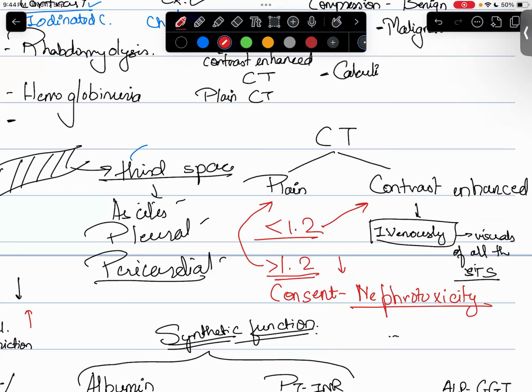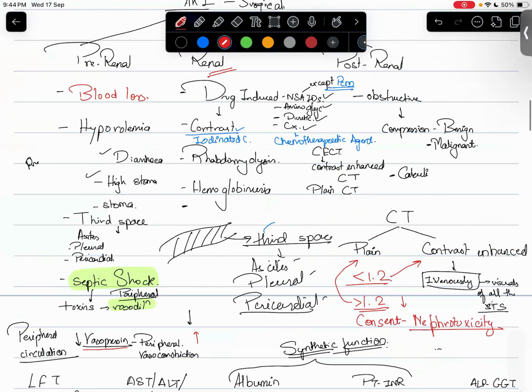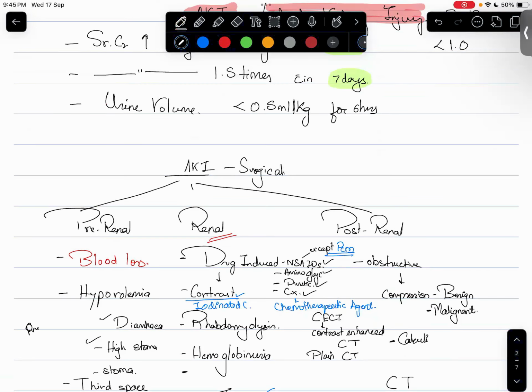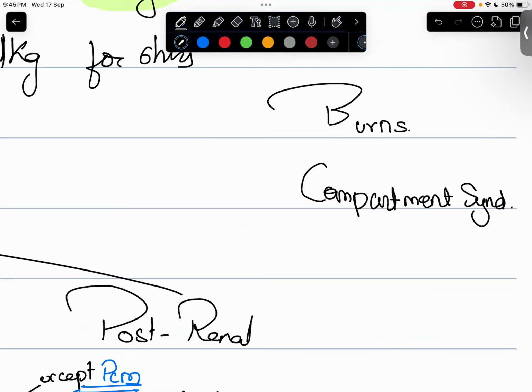Okay, so that is important. So this was your renal AKI. Next is your rhabdomyolysis. We will be discussing this at multiple places, but rhabdomyolysis can be seen in conditions like burns and compartment syndrome. I hope you have a rough idea about what compartment syndrome is. We'll be discussing this in the PVD chapter. There are multiple other reasons.